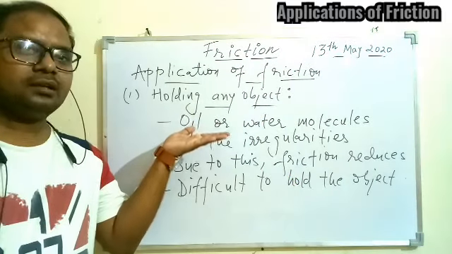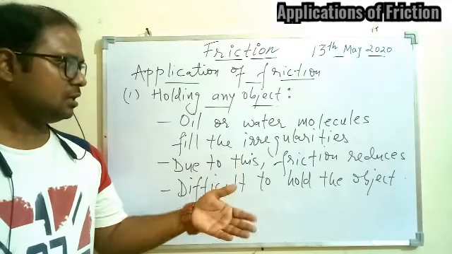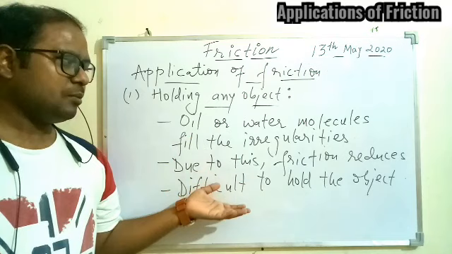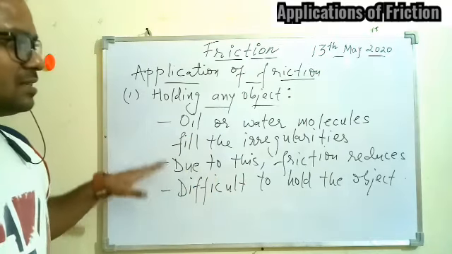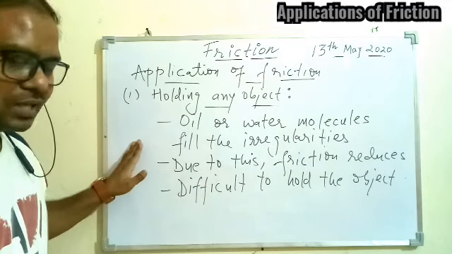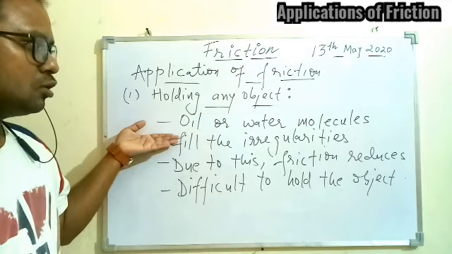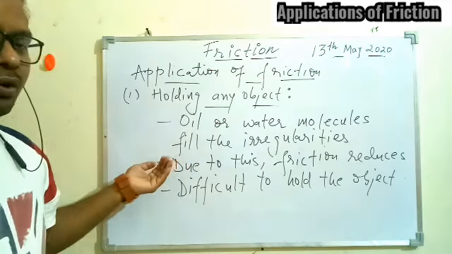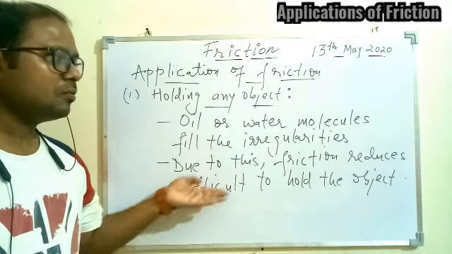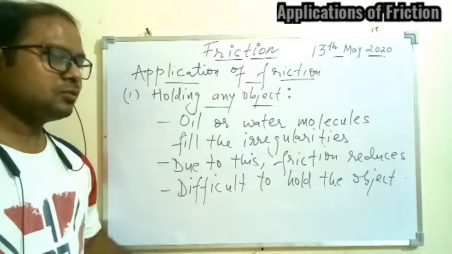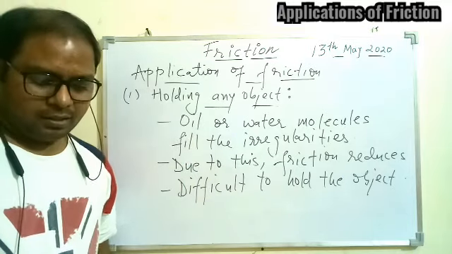If you are holding anything, you are lifting anything, you need to have the grip between your hand and the object, so that the friction can be there, and that can help us to hold the object. And once we apply some liquid or some oily substance on the same object, that will become slippery because the molecules of the liquid or the oil will fill most of the irregularities of the surface, and the friction will become very less, and because of less friction it will be difficult to hold the object. So I hope this much is clear.